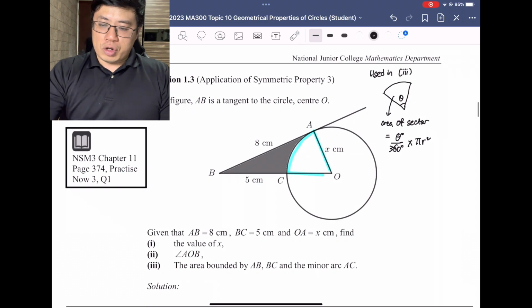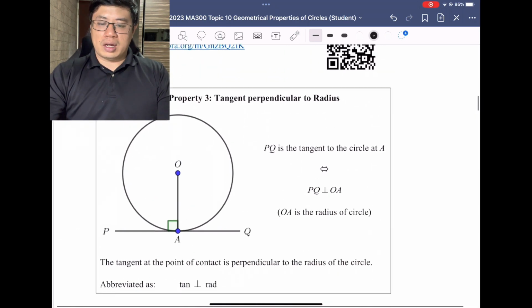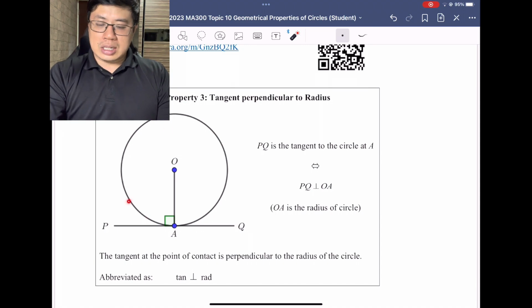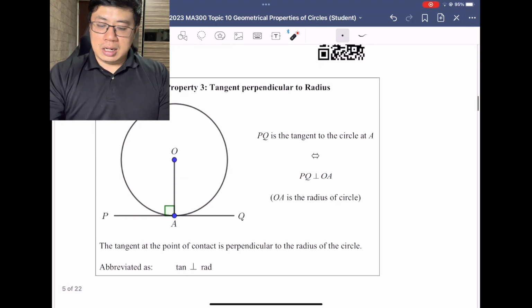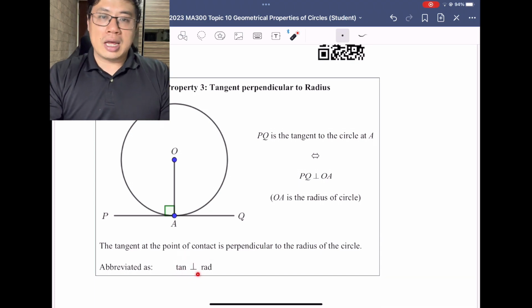For symmetric property 3, if you have read the notes, you know this is about having a tangent perpendicular to a radius. A tangent is a line that touches the circle at one point. It will be perpendicular to the radius, meaning that with the radius, it forms a 90-degree angle. So the tangent at the point of contact is perpendicular to the radius of the circle. When we use this, we write the reason: tangent perpendicular to radius, or tan perpendicular to rad, for radius.